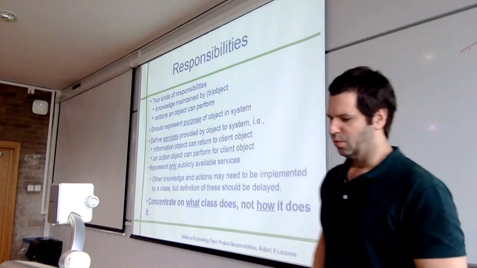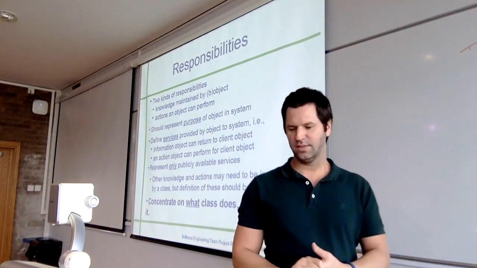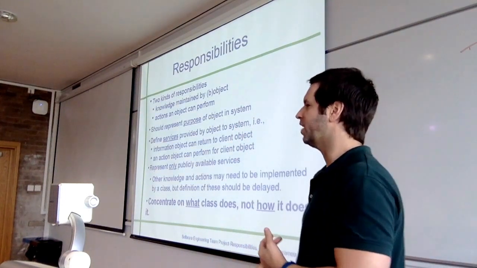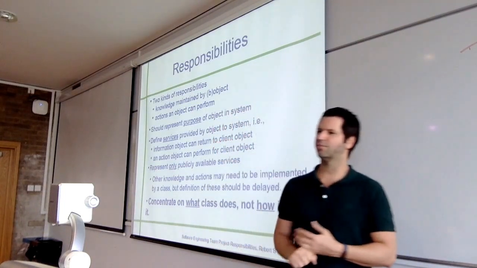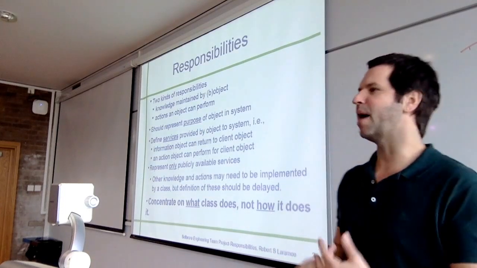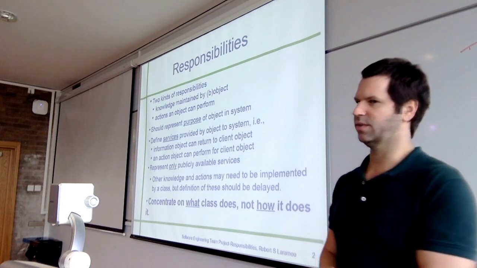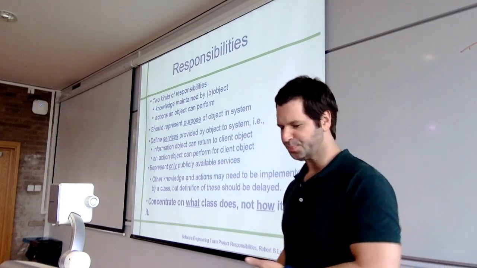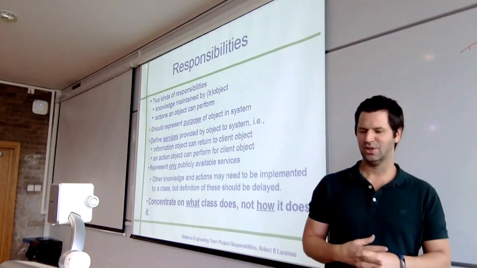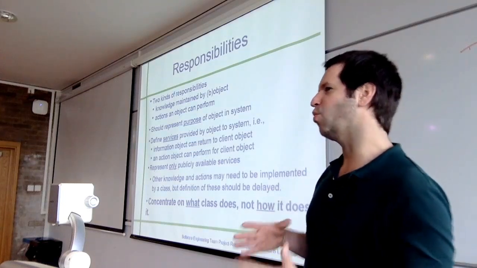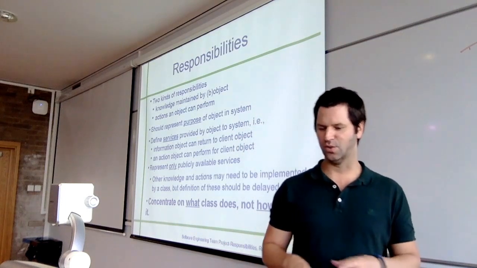So there are two kinds of responsibilities that an object maintains, right? Knowledge or data is one kind of responsibility, and the actions that an object can perform on that data, so the methods. So data and methods. That's what an object is, right? A collection of data and methods. And it represents the purpose of an object in a system, right? The why and the what of an object. Not the how, remember. So the why and the what.